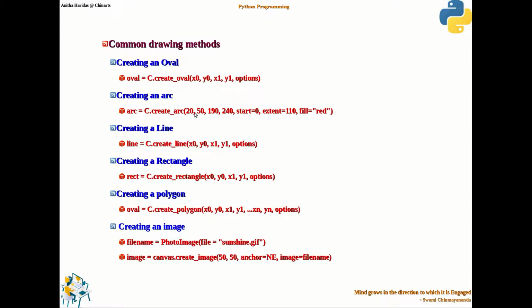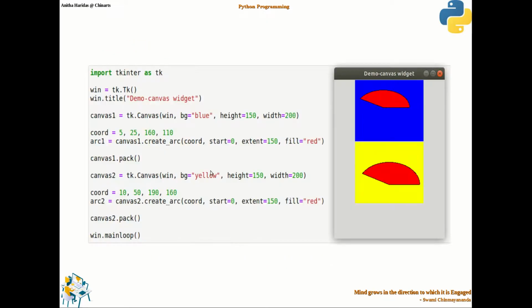You have to specify the x0, y0, x1, y1 coordinates, then you have to give the start and extent, right? So I specify the coordinates as a separate variable, and then I create the arc by giving all these four values, x0, y0, x1, y1. Then I give the start value from the 0 degree angle to 150. I am going to draw an arc, and I fill it with red color. And if you observe here, this is how the arc will be created for the given values. Then I just pack the canvas.